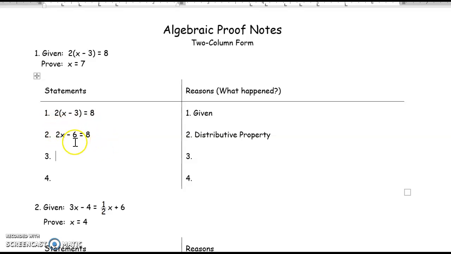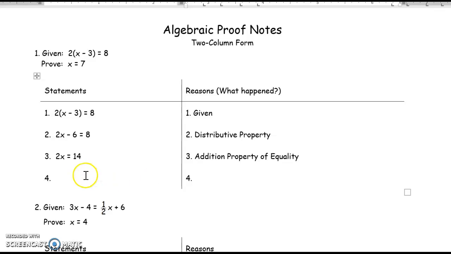If I add 6 to this side, you don't need to show it on the proof, but instead of actually showing 2x minus 6 plus 6, I'm just going to show the result. If I add 6, that ends up with 2x. On the other side, if I add 6, I end up with 8 plus 6 is 14. Okay? Now this is the addition property of equality. You can refer to that on your other page. That's where you add the same thing to both sides of an equation.